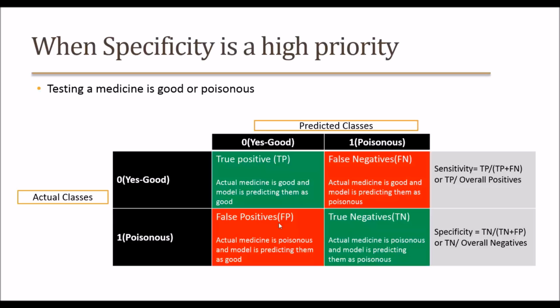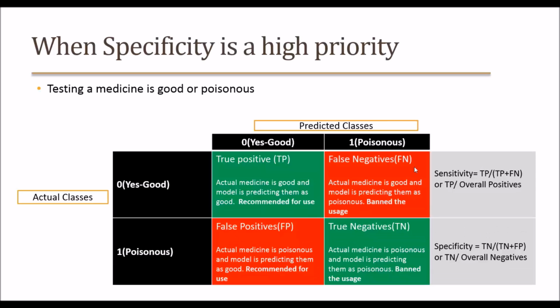So here a false positive is not equal to a false negative. When we have a false negative, we ban the usage. Even if the medicine is good, we ban the usage. Whereas when the medicine is really poisonous, when our model predicts it as good, then we recommend it for usage. Now that is really dangerous. So that is the case.